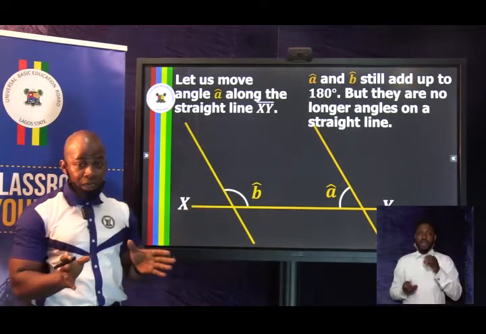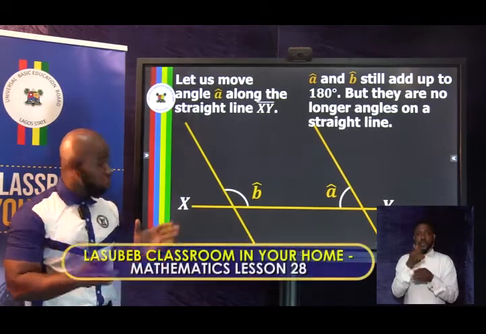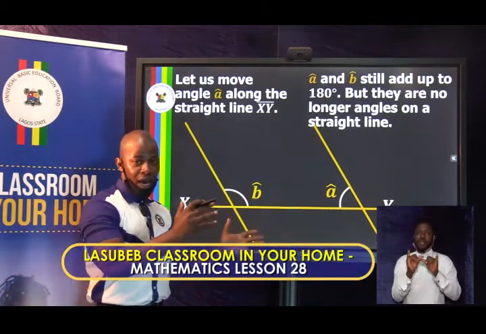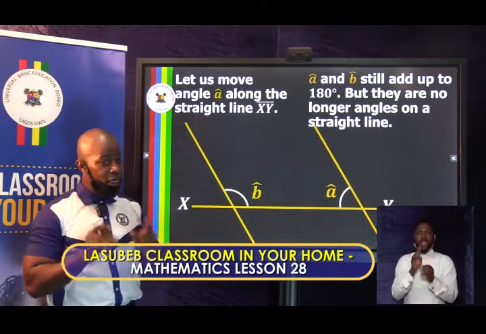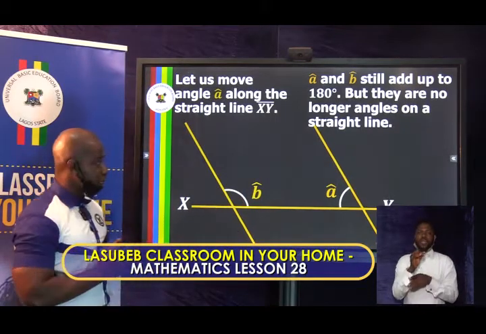If I still add A and B, they will still give you 180 because I did not change the size of A. I did not increase the angle. I just moved it to the right. So A plus B still gives us 180.